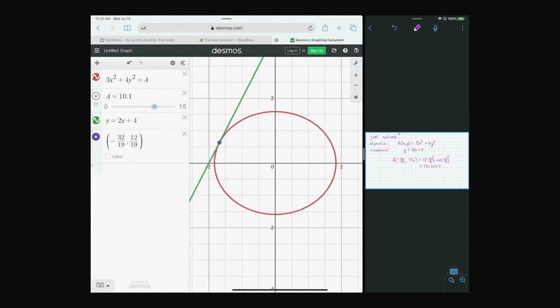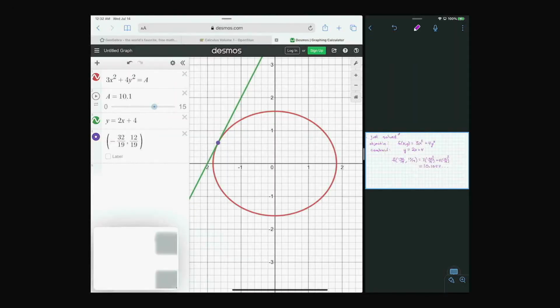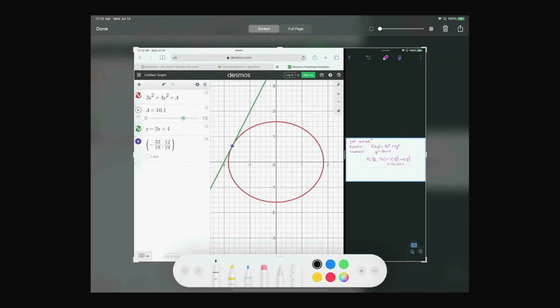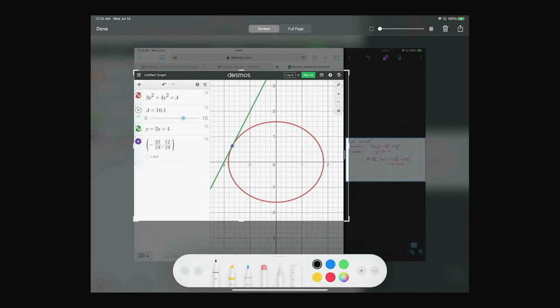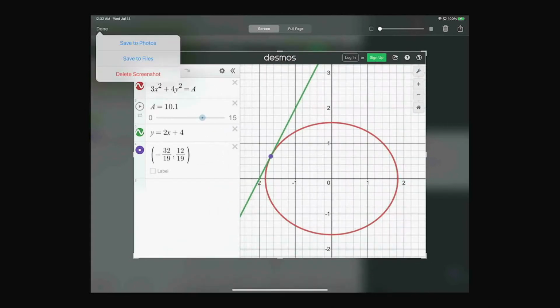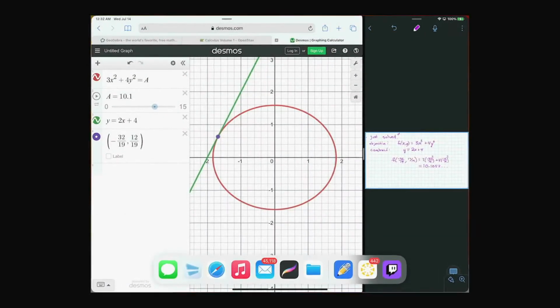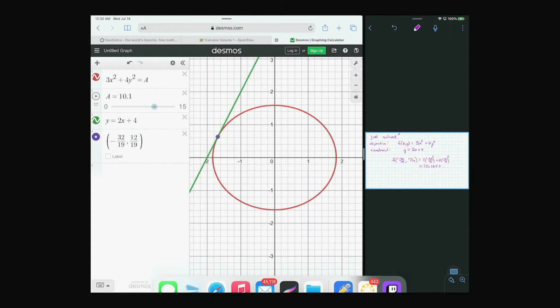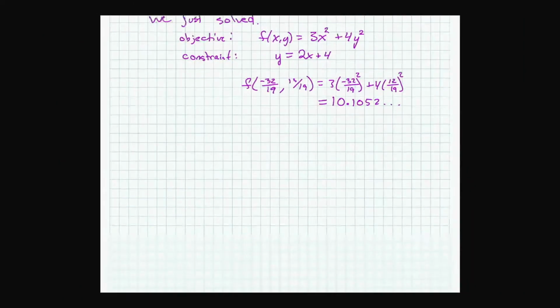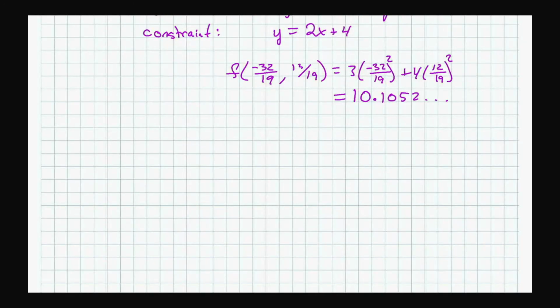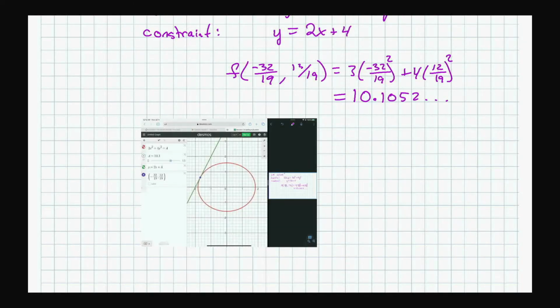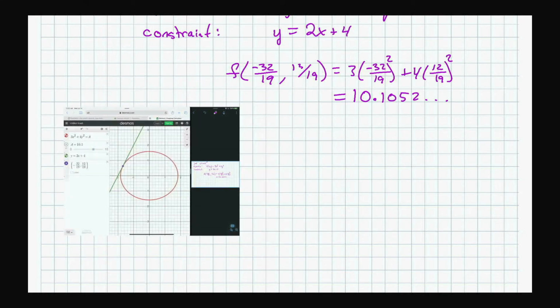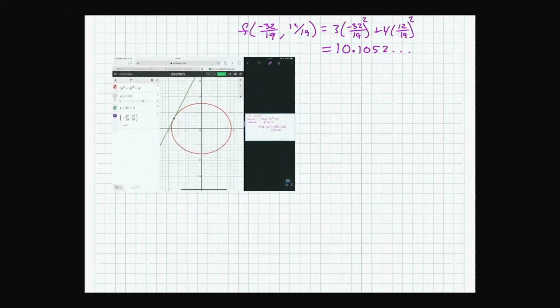Okay, so let's screenshot that now. Like this. Cool. Done. Save to photos. Okay. Can't believe that worked. That was amazing. Make big.